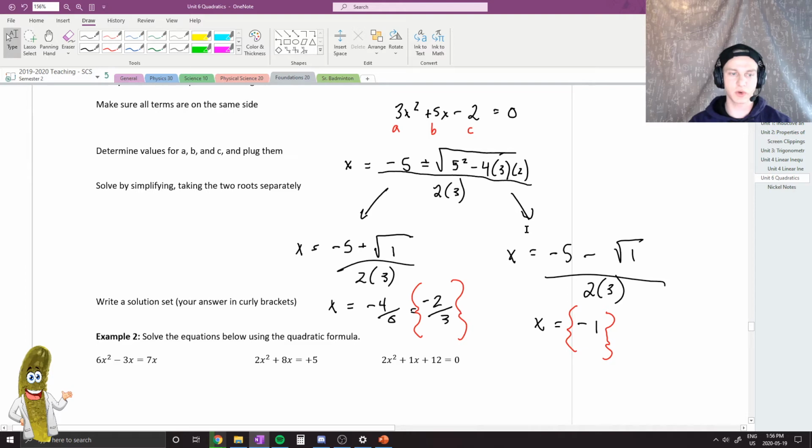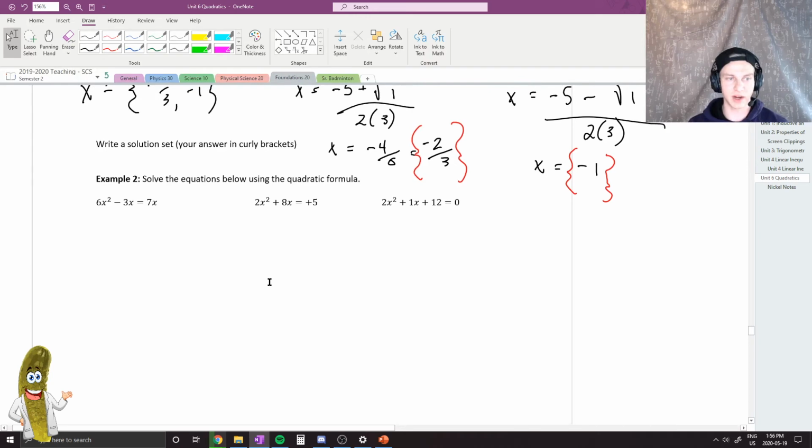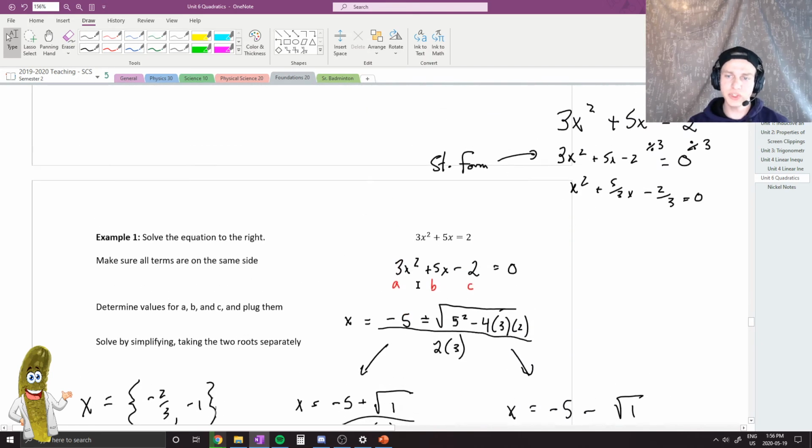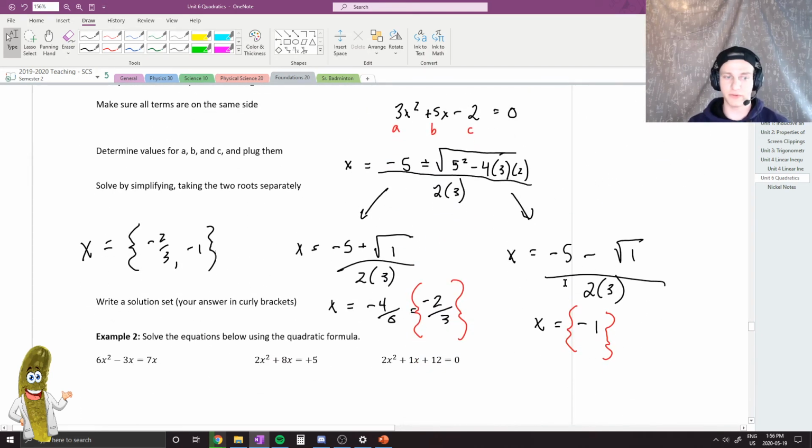And that's how we could use the quadratic formula. We would want to write our solution set in curly brackets. So to do so, you'd want to say that x is equal to curly brackets, -2/3 or -1. And that would be our solution set for that particular answer. So using the quadratic formula is really, really straightforward. In terms of everything that we're solving for, using this quadratic formula is quite simple.